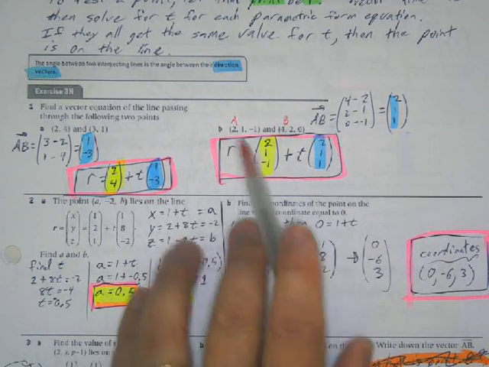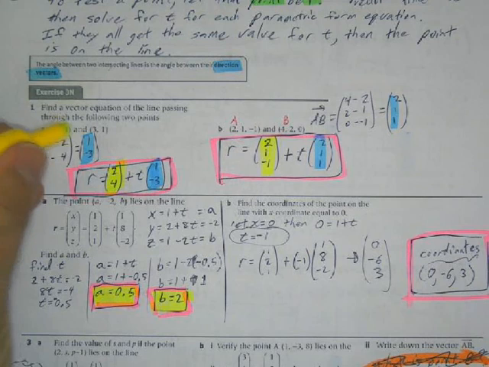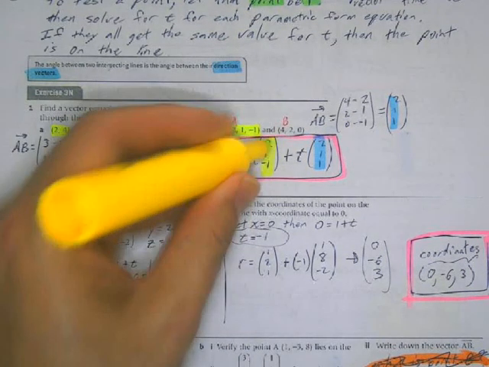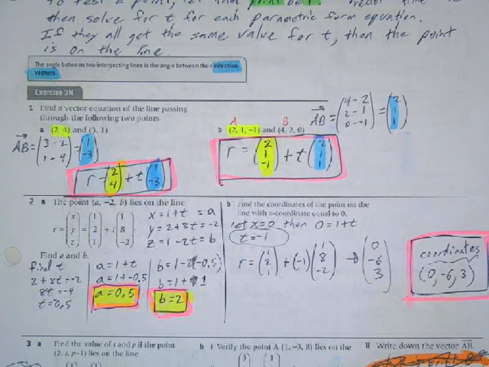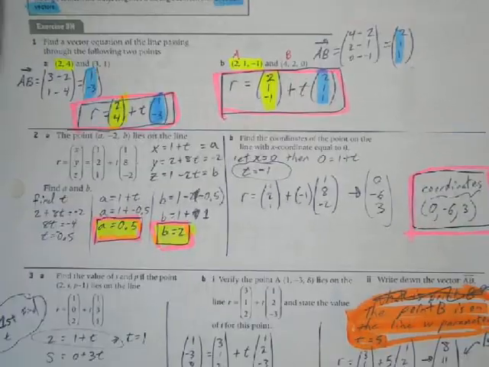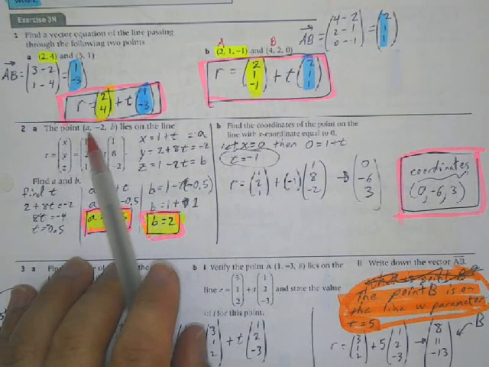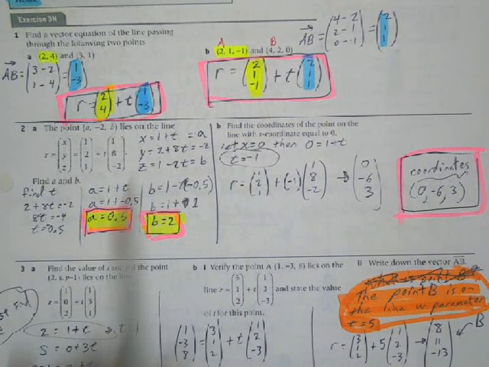Here's my starting point. So I picked this as my starting point, and I picked this as the starting point for here. And I could have used the other point as the starting point. It truly doesn't matter. Okay. Point A, -2, B lies on the line. Find out what A is and what B is.